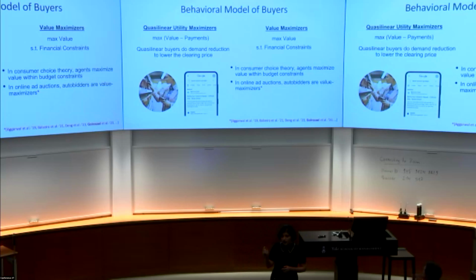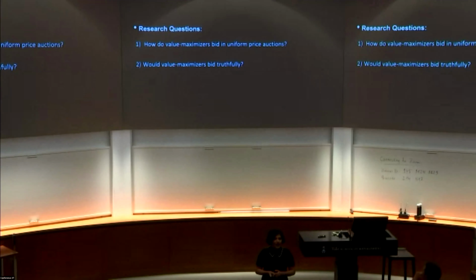So in any case, instead of looking at the quasi-linear maximizer, we are going to look at the value maximizer and try to see if, by looking at this value maximizer, we can come up with a resolution to this conflicting theory for uniform price auctions. In particular, we try to answer whether value maximizers bid truthfully in uniform price auctions, try to understand their bidding behavior, and try to bridge the gap between theoretical and empirical results.